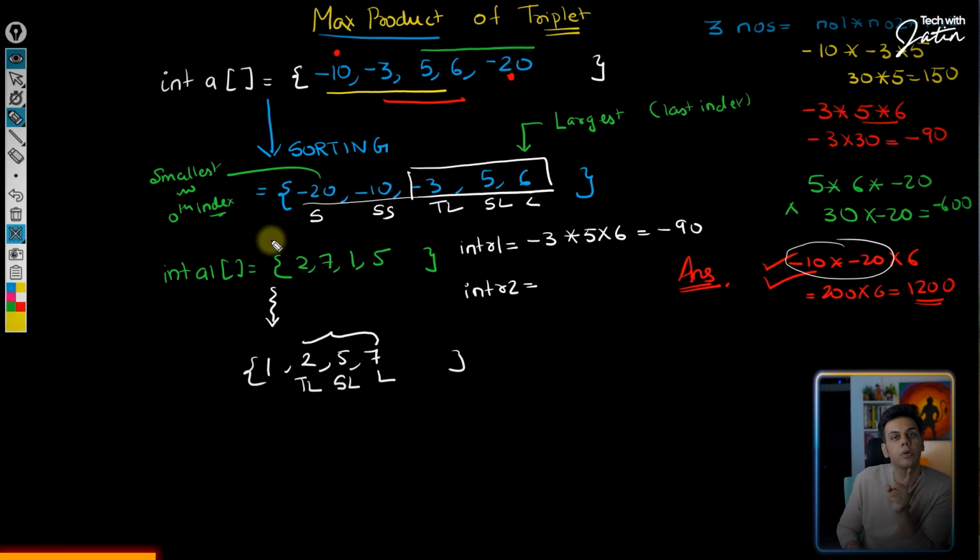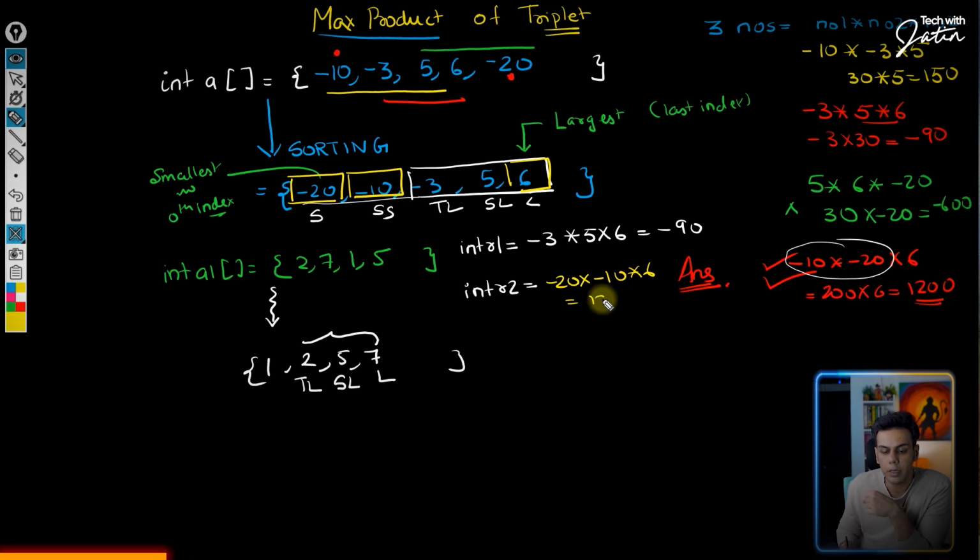But result 2 is actually going to be the calculation of the smallest element, the second smallest element, as well as the largest element. And why we are taking this formula also? The reason is because when you multiply two negative numbers, it's going to become positive. So over here, -20 into -10 into 6, which is going to be 1200.